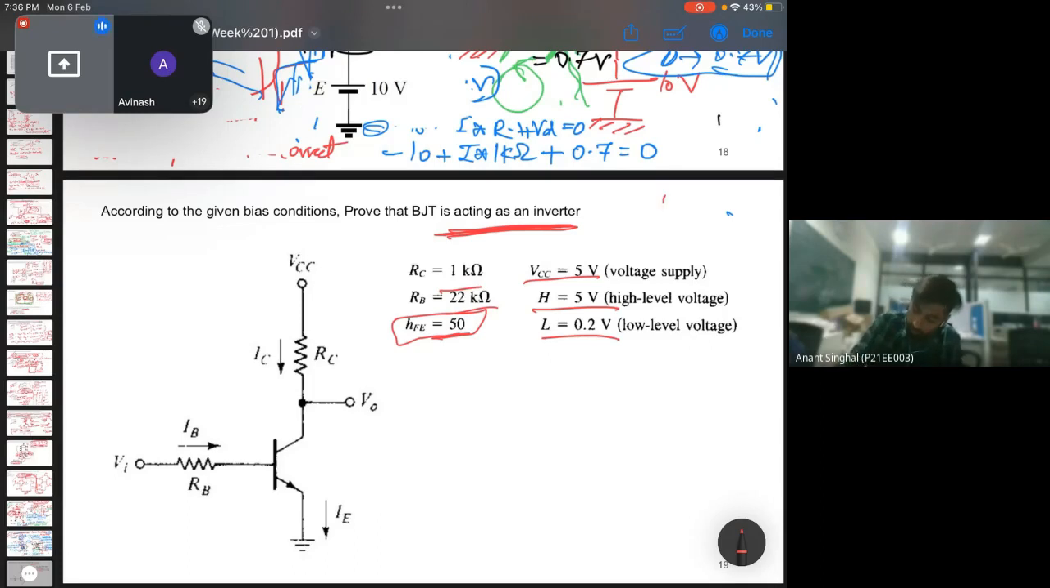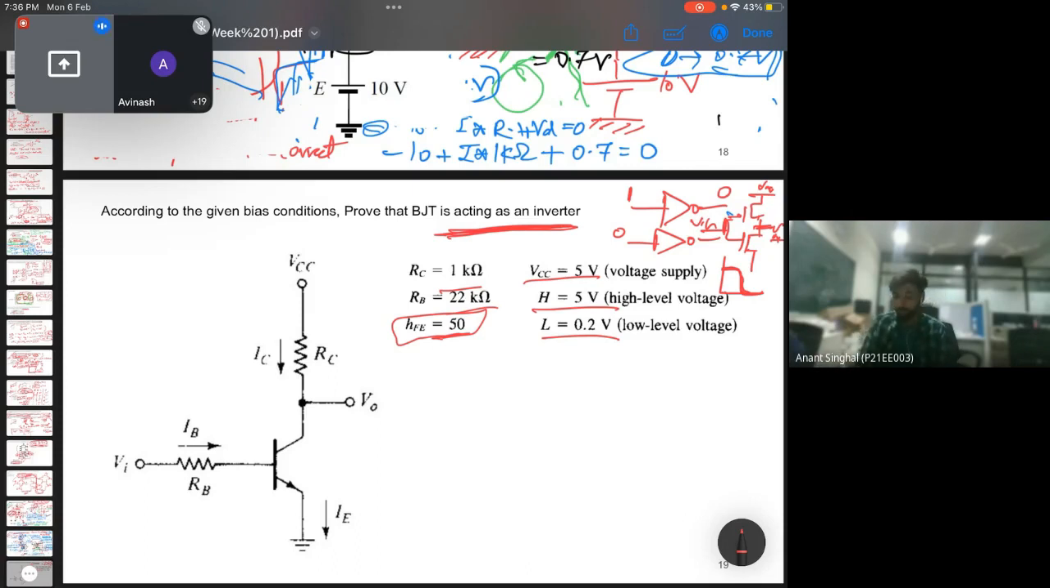So we know what an inverter is. An inverter is nothing but a NOT gate. If you apply 1, we get 0, and if you apply 0, we get 1. You might have seen this circuit somewhere, the CMOS inverter. This is VDD, the word we use more often now. This is the output and this is the input, and the transfer characteristics look like this. So we'll now try to do it using a BJT.